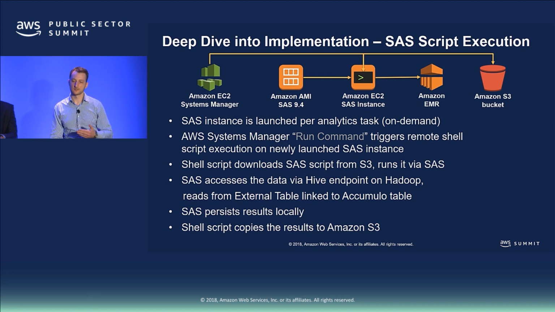We use the run command to trigger that shell script. It downloads the SAS script that the user selected to run against the data set. It executes the SAS script on SAS. SAS accesses the Hive endpoint, the external tables. It reads from Accumulo. It stores the results locally. And then our controller shell script picks those results and stores them back into S3, which is our central storage. And then everything shuts down.